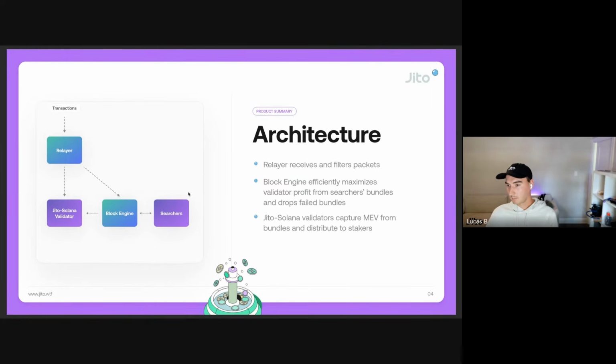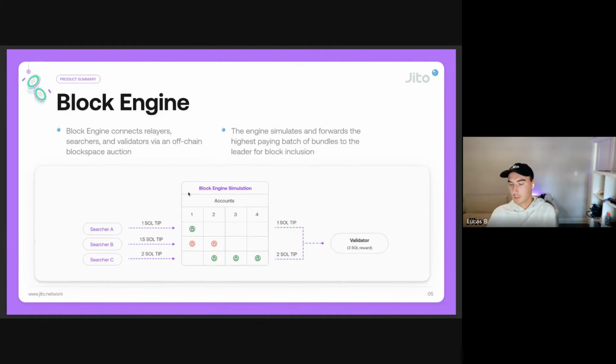And yeah, this is a super high level overview of how the block engine works. I'll dive way more into the specifics there, how we do that, and get into the nitty gritty.